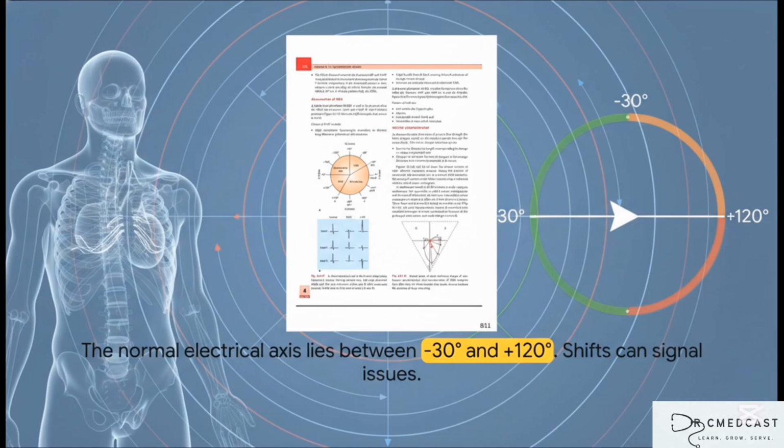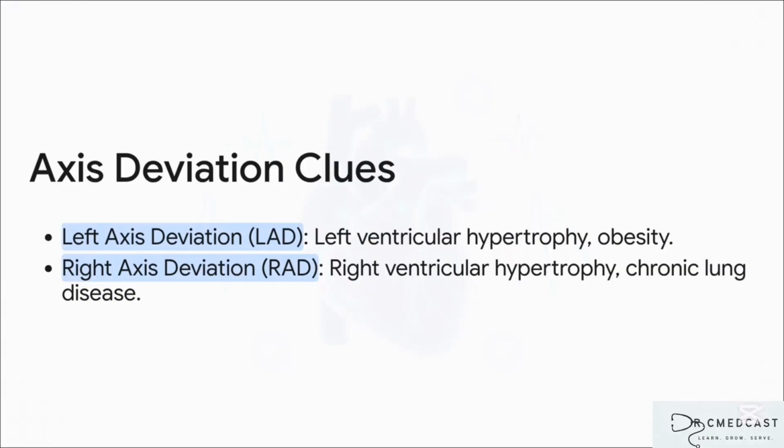When we see a significant shift outside of that normal range, we call it an axis deviation. And that deviation is a big red flag that something might be changing the heart structure or how it's functioning. For example, if the axis shifts far to the left, what we call a left axis deviation, it could be a sign that the left ventricle muscle has gotten too big or hypertrophied. This is something you often see with long-term high blood pressure.